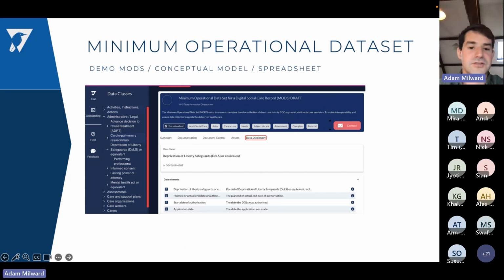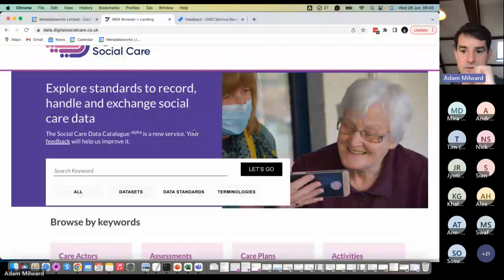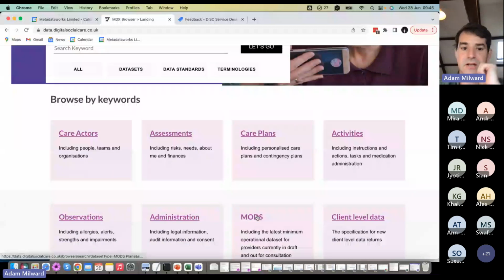So without further ado, let's quickly look. If people haven't found it, if you go to data.digitalsocialcare and scroll down, there's a link on the front page for the minimum operational data set.